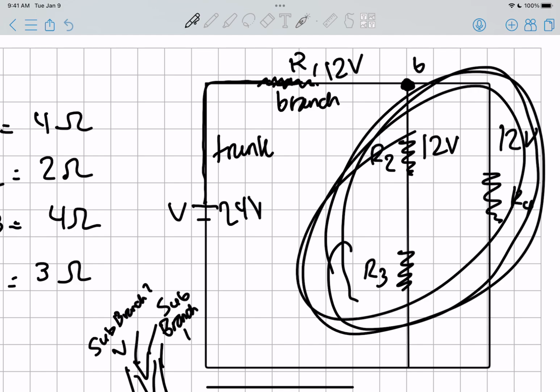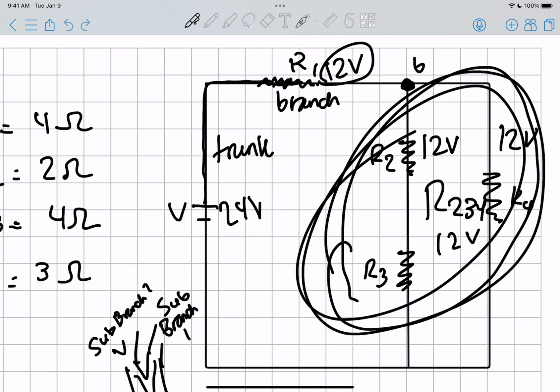And so if that's the case, if I go from R1 to R234, I just dropped 12 volts. So I have 12 volts left for this combined resistor, right? So that means that through the combined thing, 12 volts must be going through each branch, right?